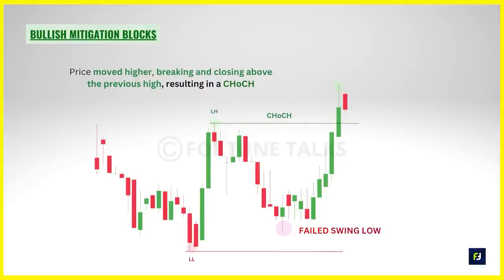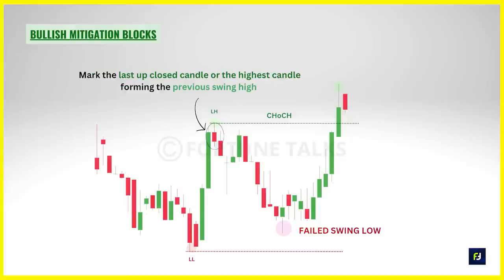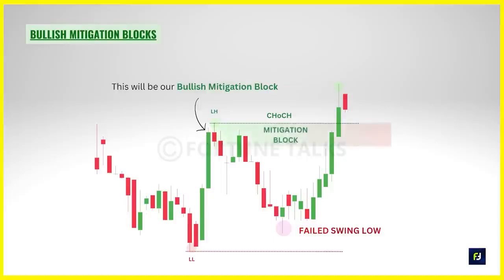Once the breakout above the high is established, we can mark the last up close candle or the highest candle in the series of up close candles forming the previous swing high. This will be our bullish mitigation block. It is ideal to mark the highs and lows of the last up close candle or the highest candle in the mix as the bullish mitigation block when there are multiple consecutive candles, as it provides better reward to risk for the trades. Now the color of the candle doesn't really matter much.